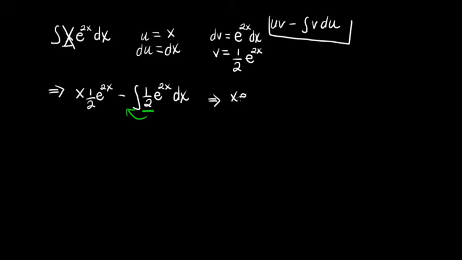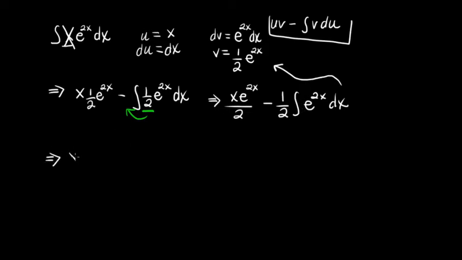So I have x e to the 2x all over 2. Subtract off, pull out the 1/2. We are left with e to the 2x dx. Luckily, we've already taken this right up here, so we can just copy that or just take it one more time. X e to the 2x all over 2. Subtract off our 1/2. Multiply by the antiderivative here, which was 1/2 e to the 2x.